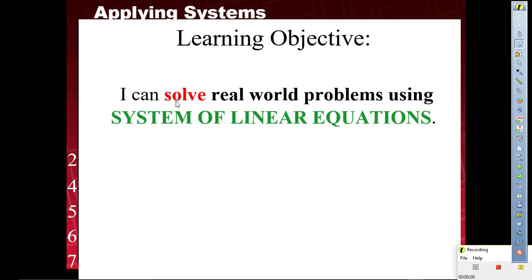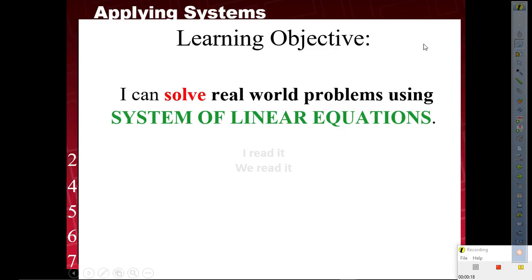3. I can solve real-world problems using systems of linear equations. All right, so your Frayer model should have systems of linear equations. So write that in the middle of your Frayer model, please. And the title for your notes, I want you to title it Applying Systems. Applying Systems.